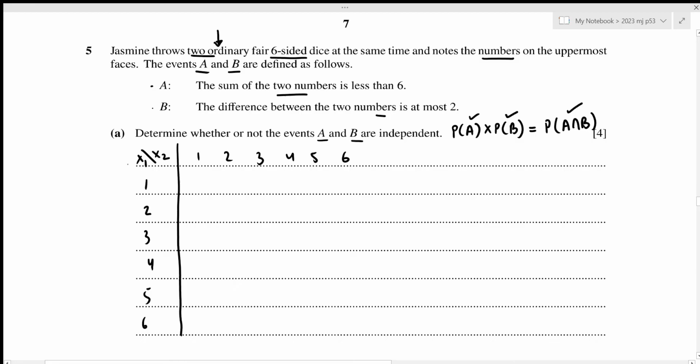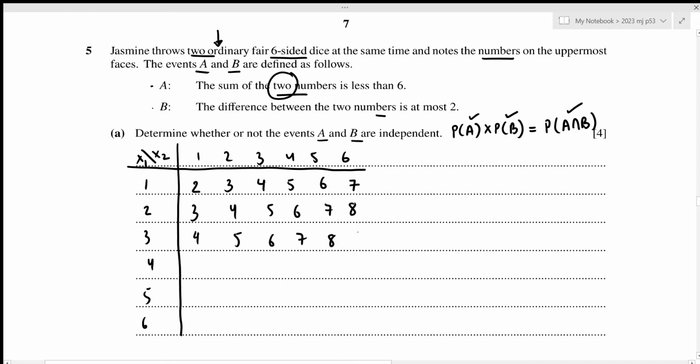Now let us first look at event A. For event A, we require the sum of 2 numbers, right? So if it's 1 and 1, the sum is 2. 2 and 1 is 3, 3 and 1 is 4, 4 and 1 is 5, 5 and 1 is 6, 6 and 1 is 7. We repeat the same process for these values as well. So 3, 4, 5, 6, 7, 8, 4, 5, 6, 7, 8, 9, 5, 6, 7, 8, 9, 10, 6, 7, 8, 9, 10, 11, 7, 8, 9, 10, 11, 12.